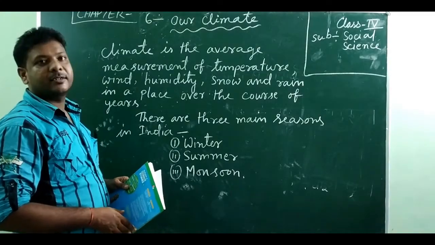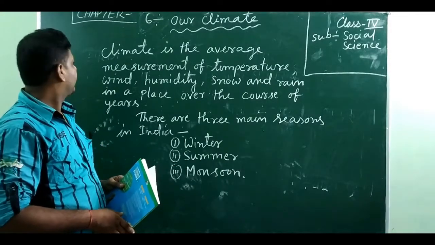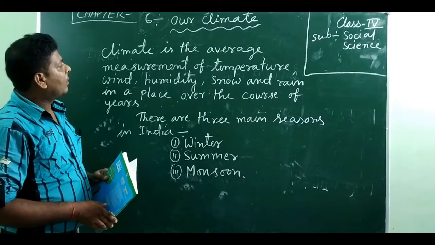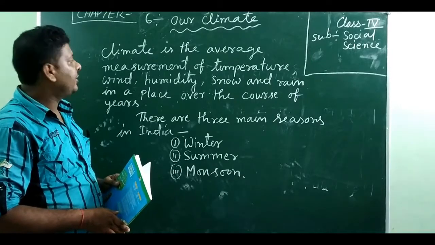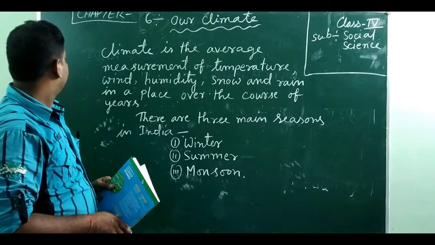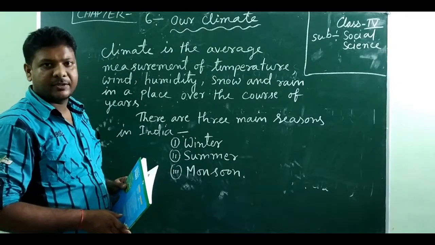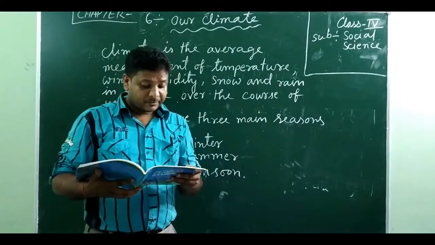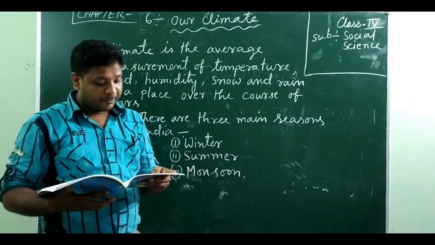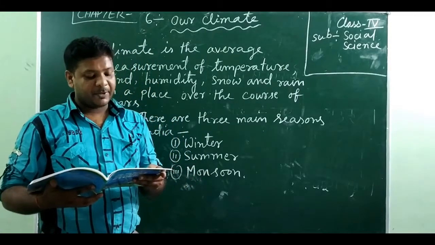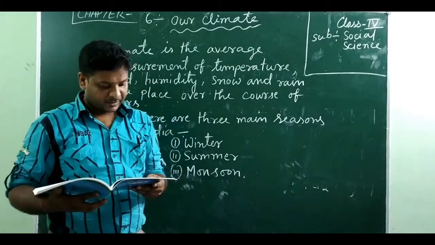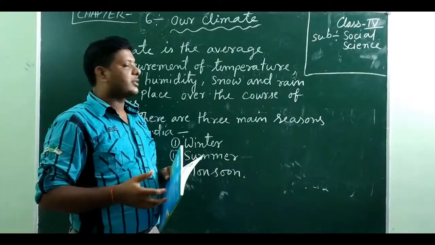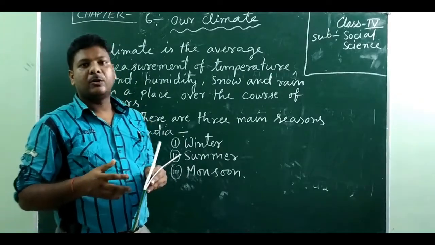Students, I am going to start lesson 6, our climate. What is climate? Climate is the average measurement of temperature, wind, humidity, snow and rain in a place over the course of years. The clothes we wear and the food we eat depend largely on the climate of the particular place where we live.